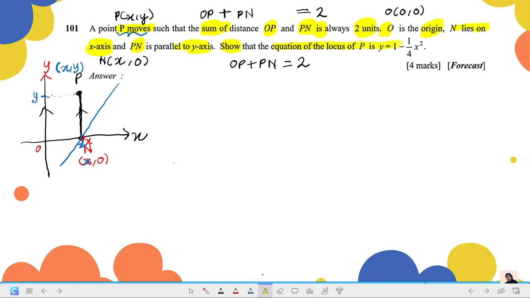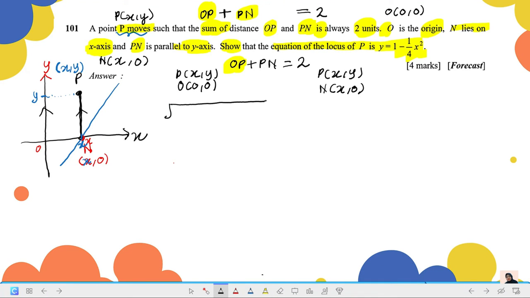Show that the equation of the locus is given by this equation. Tip: if you don't know what to do, at least you know that we have the distances OP and PN, so you just find them. O is (0, 0), P is (x, y), and N is (x, 0). We find it one by one, starting from OP.